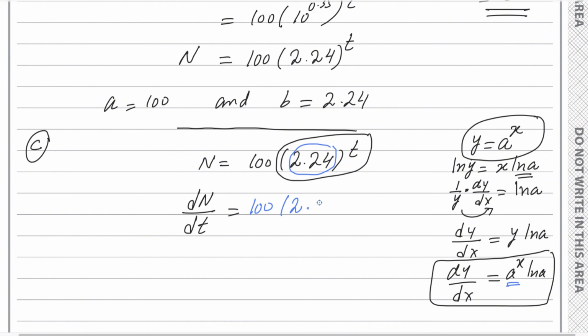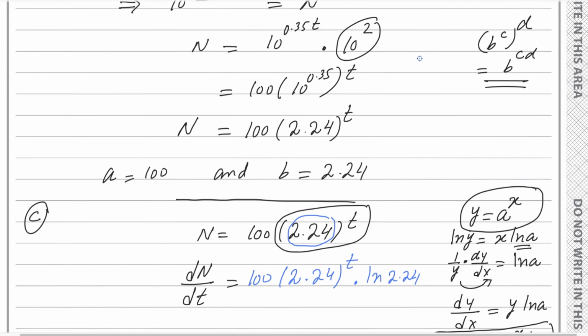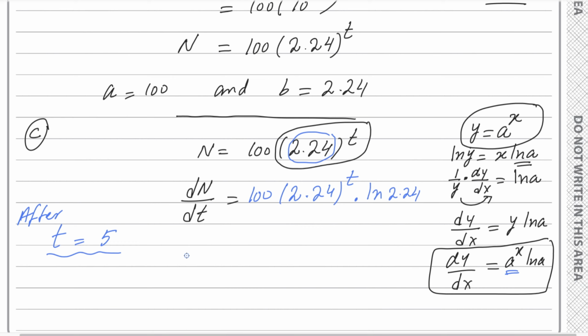We'll write the function as is, 2.24 to the power t. Now we will multiply by the log of the base. What is the base? That is 2.24. Now in the next step, because we need to find the growth after 5 hours, the best thing is to replace t with 5, as t equals 5 hours. Substitute here to find the rate of the growth of bacteria. So dN/dt equals 100 multiplied by 2.24 to the power 5 multiplied by log 2.24.